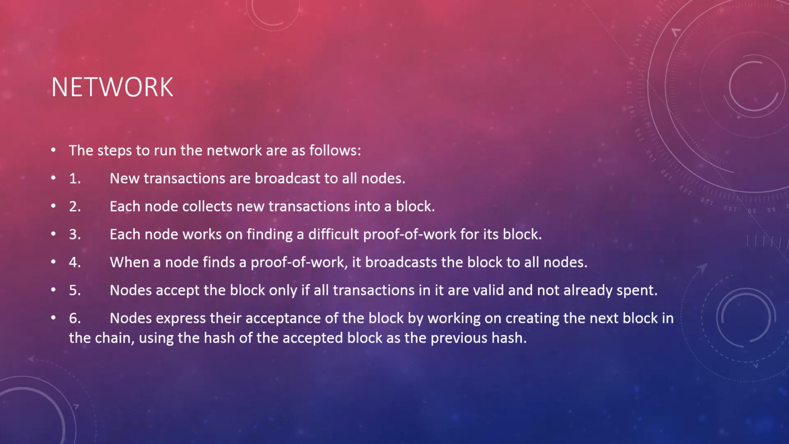New transactions are broadcast to all nodes. Each node collects new transactions into a block. Each node works on finding a difficult proof of work for its block. When a node finds a proof of work, it broadcasts the block to all nodes. Nodes accept the block only if all transactions in it are valid and not already spent. Nodes express their acceptance of the block by working on creating the next block in the chain, using the hash of the accepted block as the previous hash.